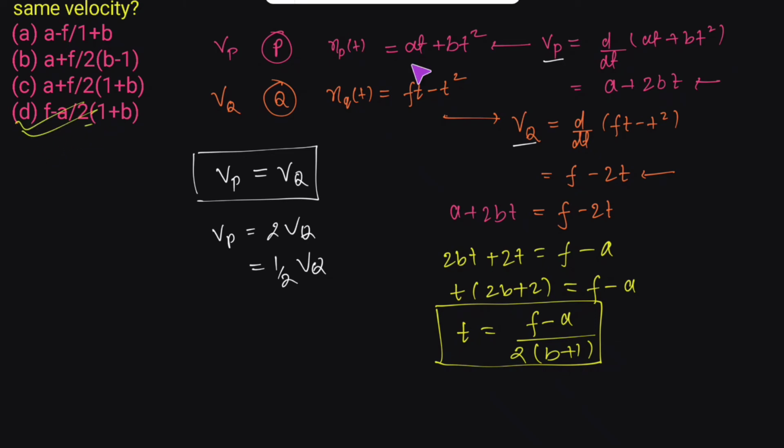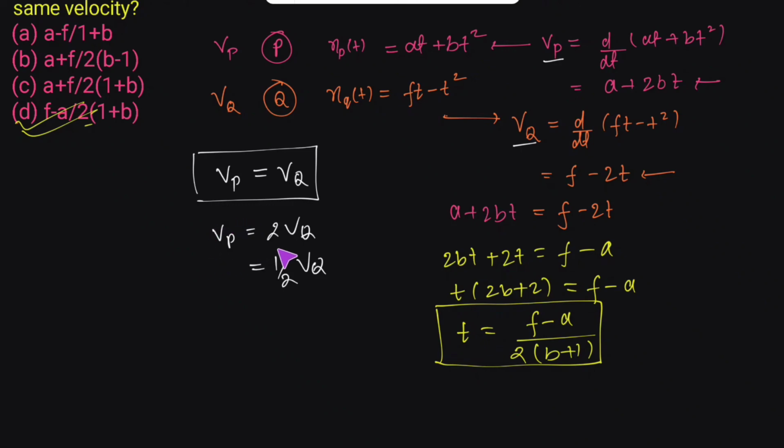So always remember that when the equations of position are given, if we simply take the differentiation of the position equation, it will give us the velocity, and then we need to go with the question. In this question we are asked to find a time when Vp is equal to Vq, so we need to apply this rule here. If we equate these two velocities, from there we can get the value of t.